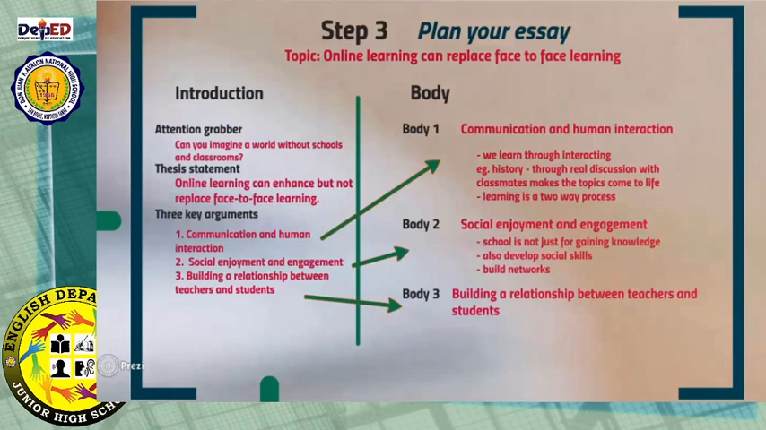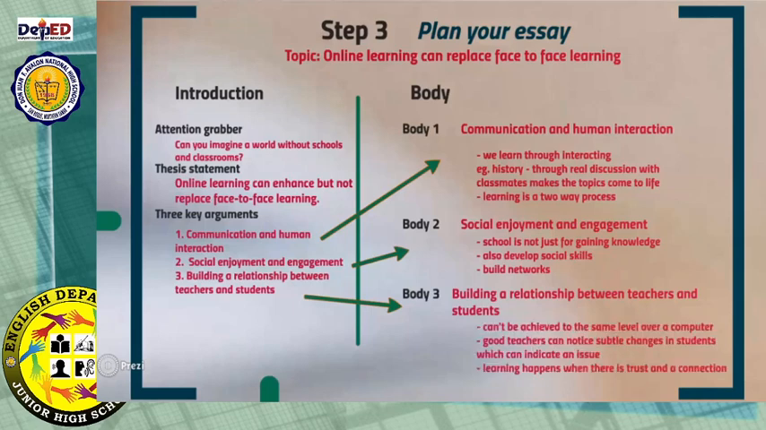Body 2, social enjoyment and engagement. My evidence and examples are: school is not just for gaining knowledge. It also develops social skills and builds networks. So for my final key argument, building a relationship between teachers and students, can't be achieved to the same level over a computer. Good teachers can notice subtle changes in students which can indicate an issue, and learning happens when there is trust and a connection.